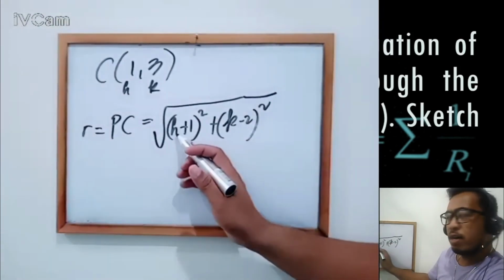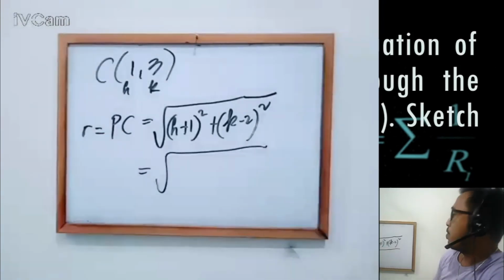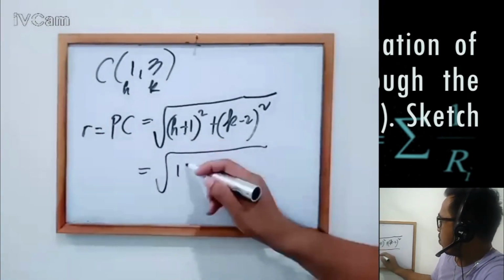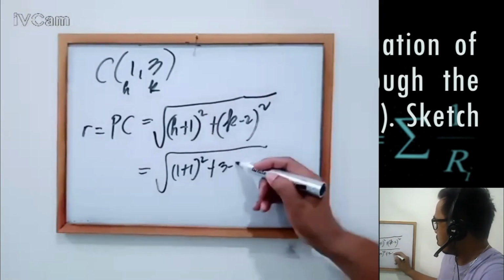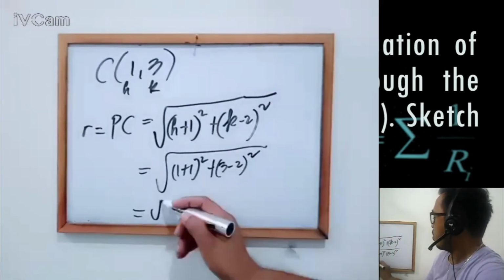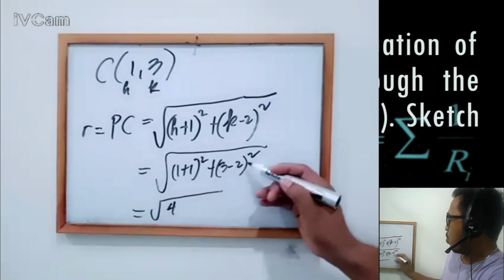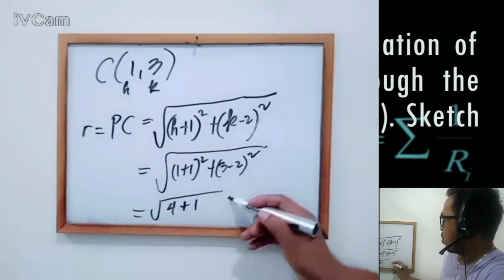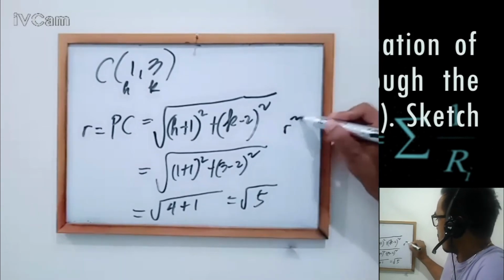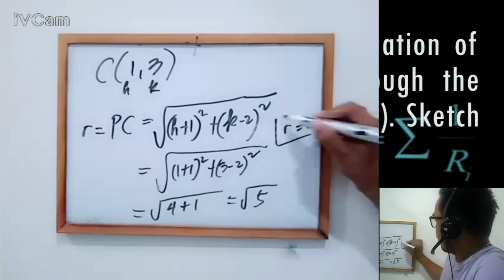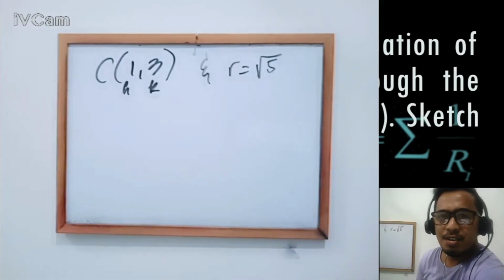Since we have now the value of h and k, we will just substitute it here to solve for r. So you will now have the square root of, your h is 1, so you have (1 + 1)². Your k is 3, so you have (3 − 2)². It is now the square root of 2 squared, which is 4. This is 1. Squared is also 1, so plus 1, or just the square root of 5. Okay? Or we can write r² equal to 5. So now we have the center and the radius.